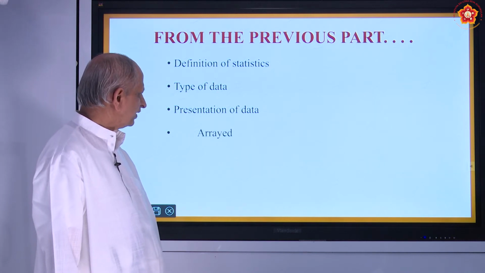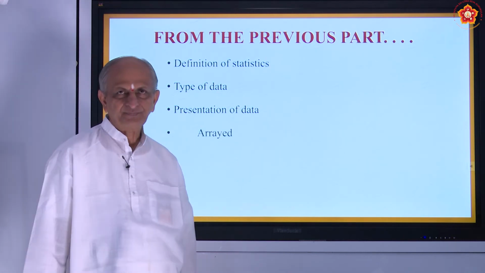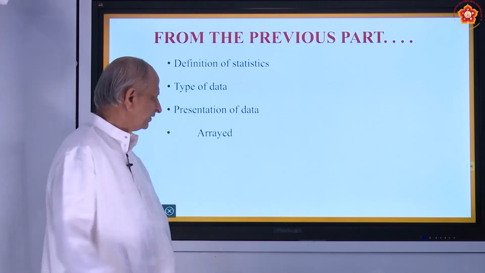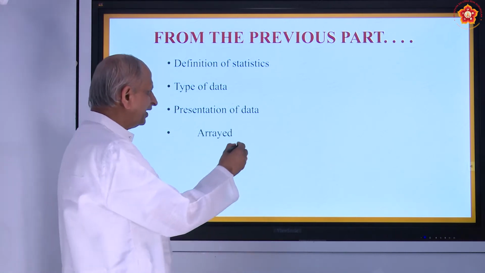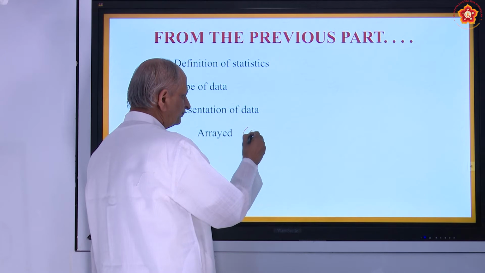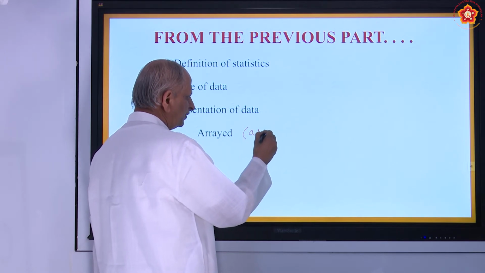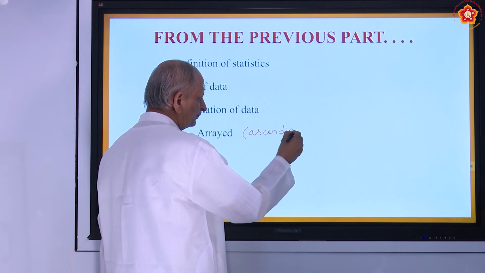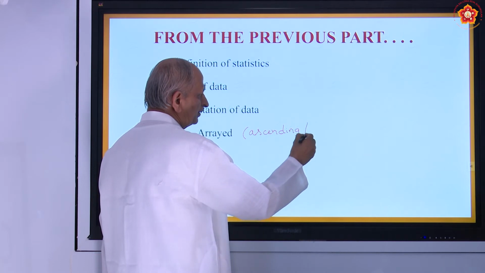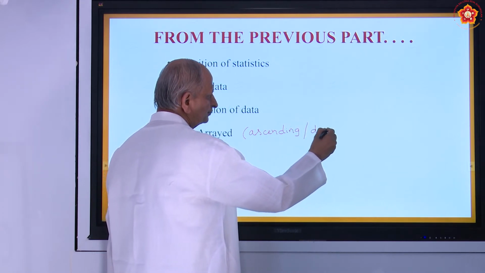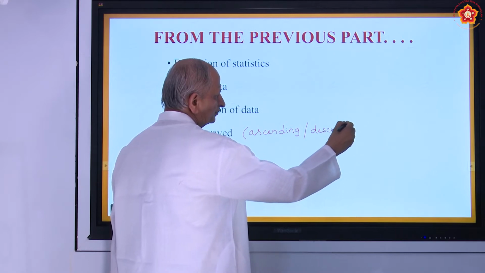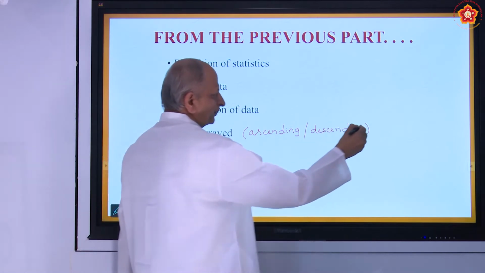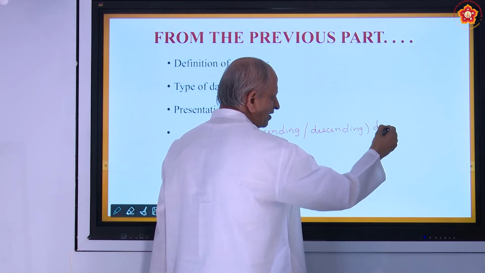And also you have seen about presentation of data, and that data may be a raw score as it is, and if it is arranged in the ascending or descending order, that is called arrayed data. It may be ascending order or descending. Arrayed means arranged.